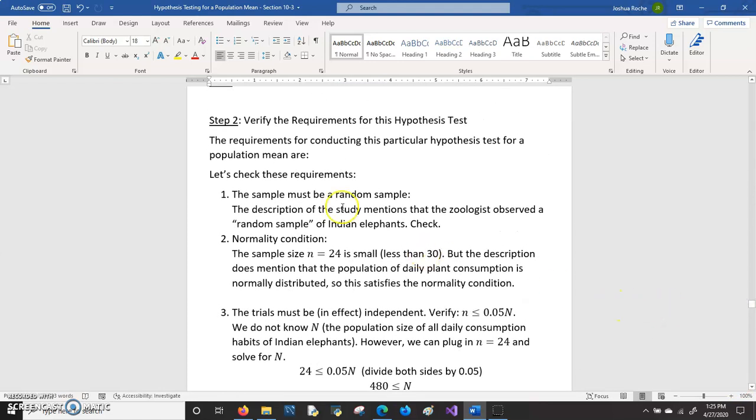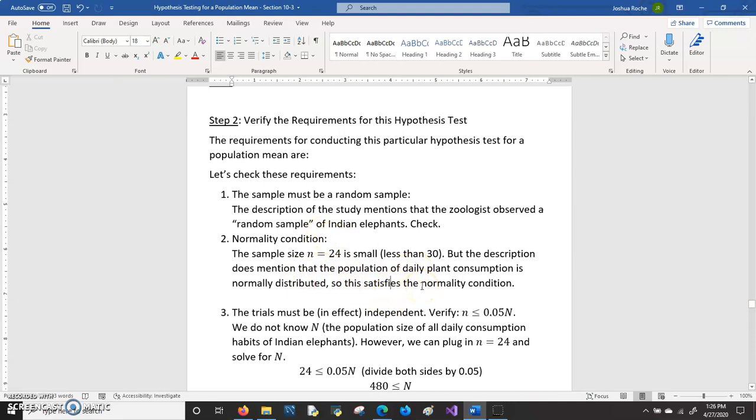Step 2 is to verify the requirements. So the first requirement, the sample must be a random sample. In this study, they do mention that this was a random sample of elephants. The normality condition needs to be checked. And in particular, this is a pretty small sample size of 24 elephants. That's less than 30. But luckily, the description mentions that the population of plant consumption is normally distributed. And because the population is normally distributed, then that will satisfy this normality condition.